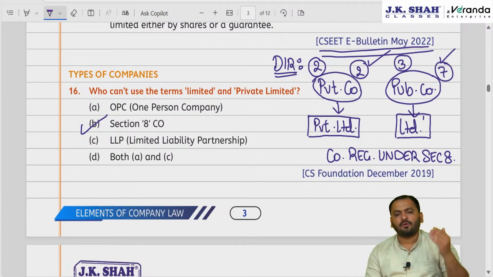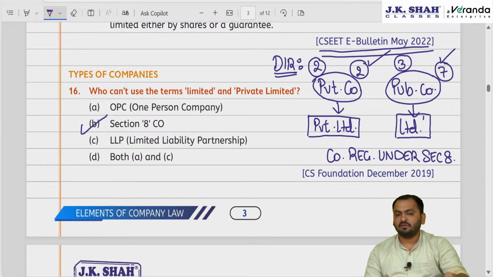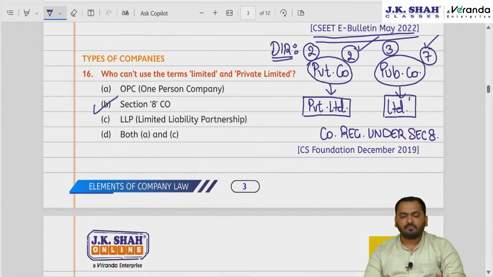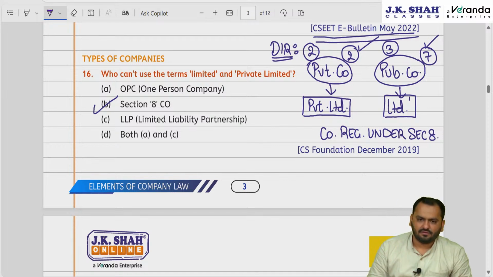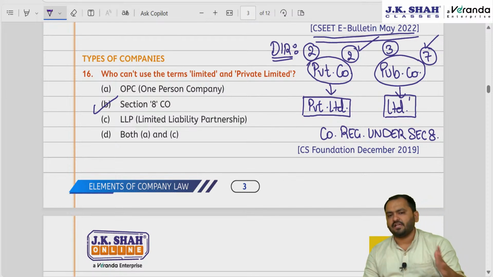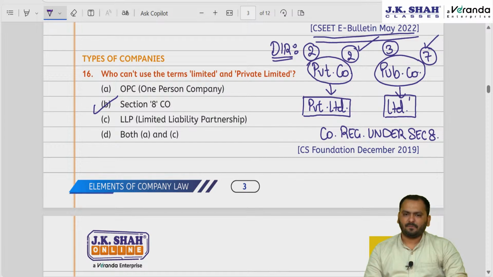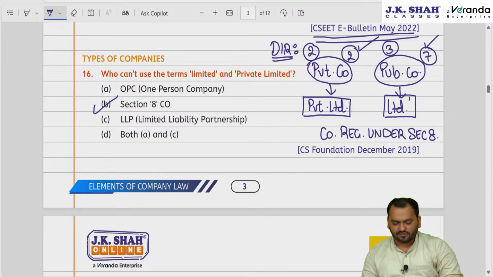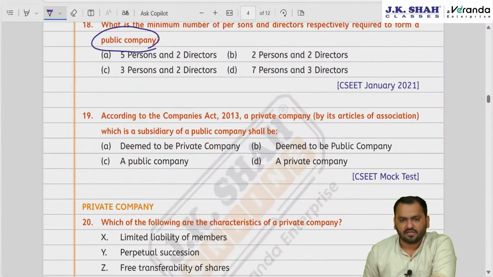And if I talk about the maximum number of directors, for a private company it is 15, and for a public company also it is 15. For every company the maximum number of directors is 15. In fact, if a company wants to appoint more than 15 directors, that is also possible. The company is required to pass a special resolution for it. If the company passes the special resolution, that is special approval of members, then the company can appoint more than 15 directors also.